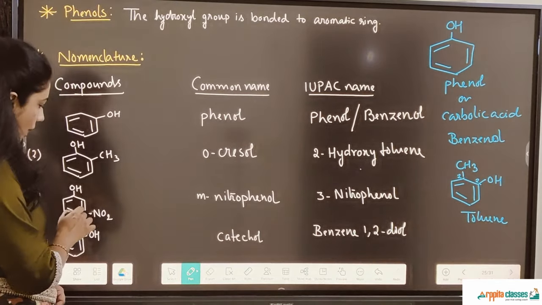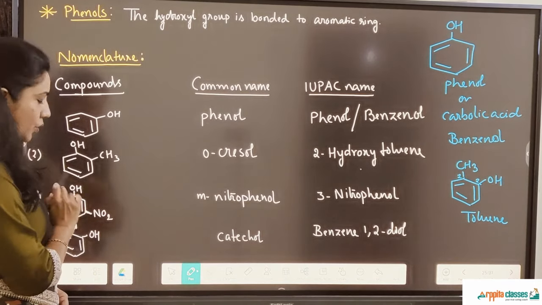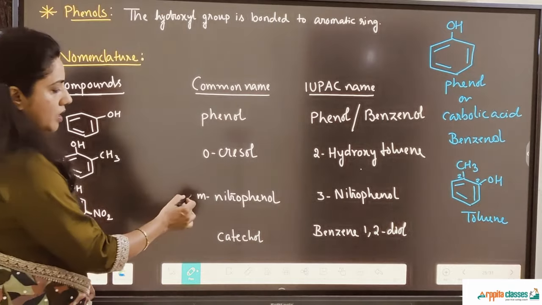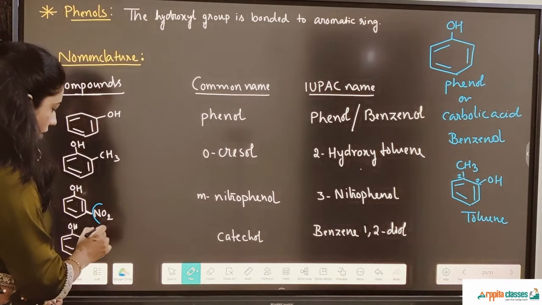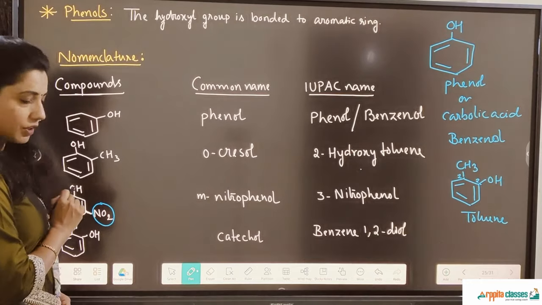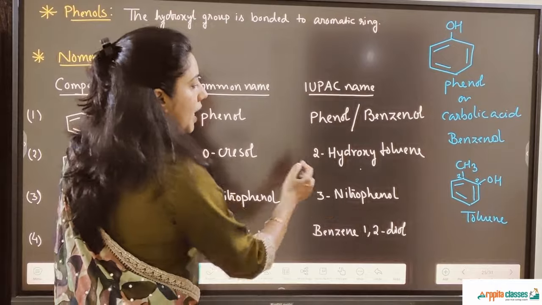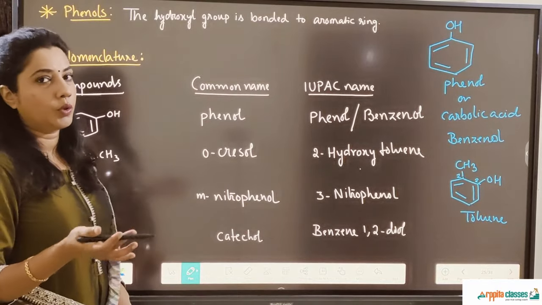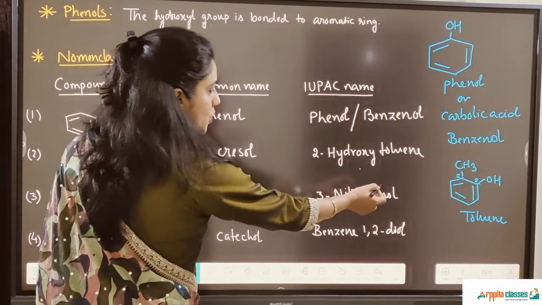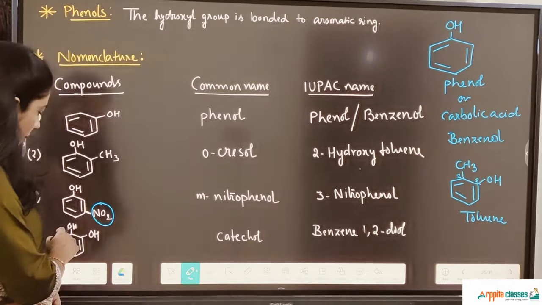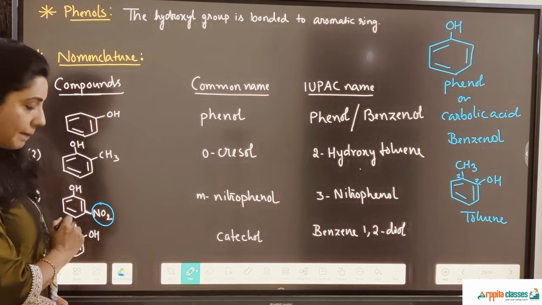Next compound is OH with NO2 attached at the meta position. This is called meta-nitrophenol, because nitro is attached at the meta position. The IUPAC name is 3-nitrophenol. In IUPAC we don't say ortho, meta, para, we use 1, 2, 3.